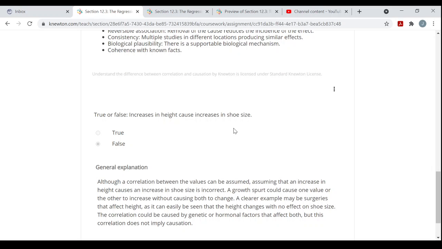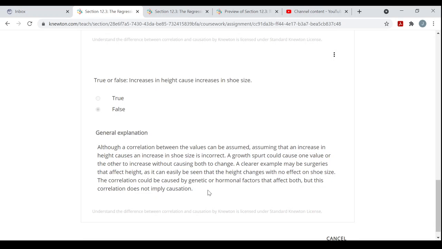So yes, there's a relationship between them. One increases, the other increases. It seems like there's a positive correlation between height and shoe size, but that does not mean that an increase in one causes an increase in the other. So this is a false statement. Saying that increases in height cause an increase in shoe size would be false. And they explain down here.